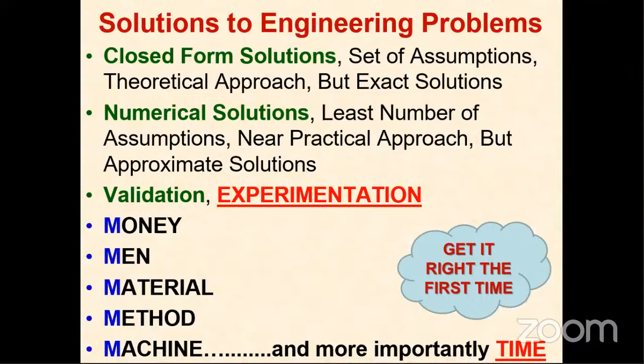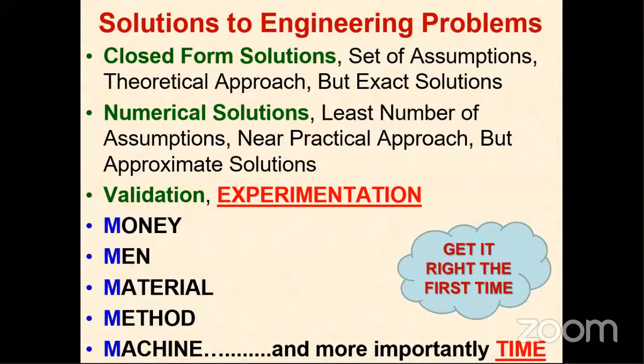Hence, with time, we have gone to numerical solutions, with the least number of assumptions. You have a near practical approach, but it gives an approximate solution. See, all these are guesses. You make a guess for what will happen in nature. It's never a perfect guess, so we try to guess nearer. You can't exactly predict nature, because nature in itself is unpredictable.